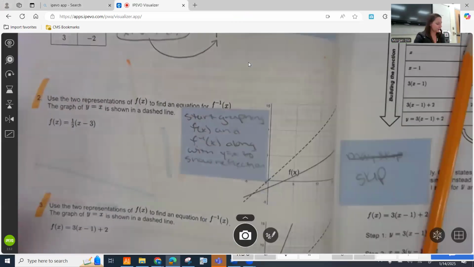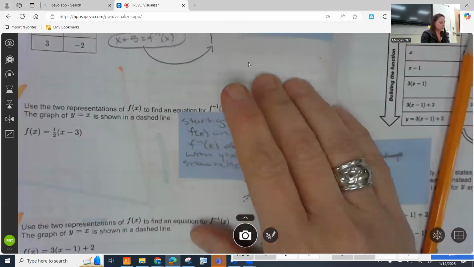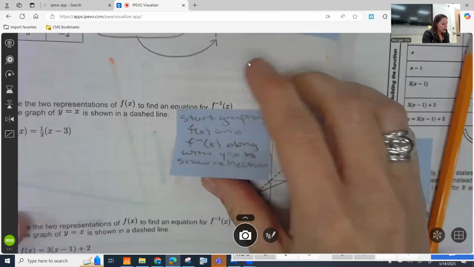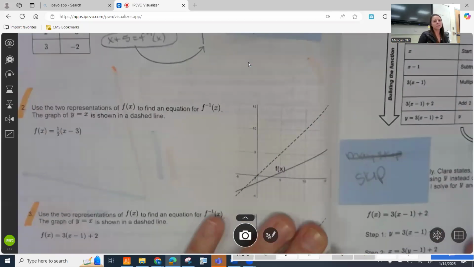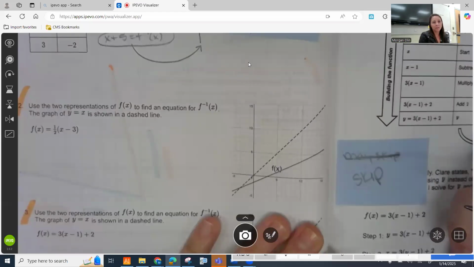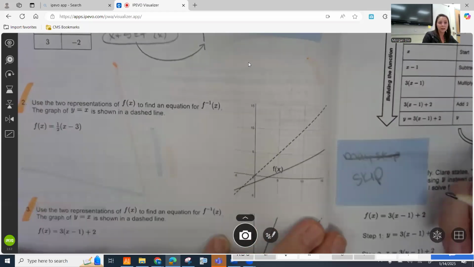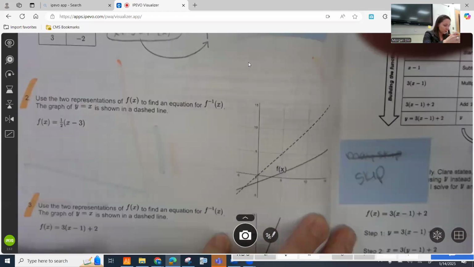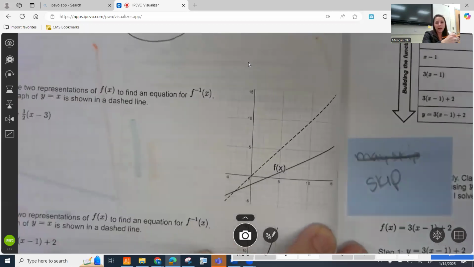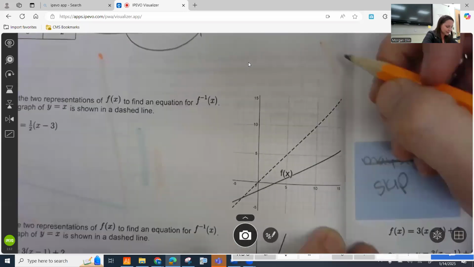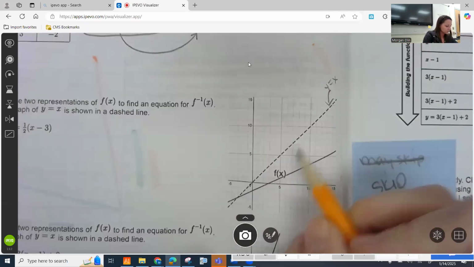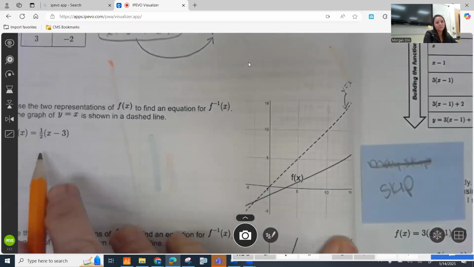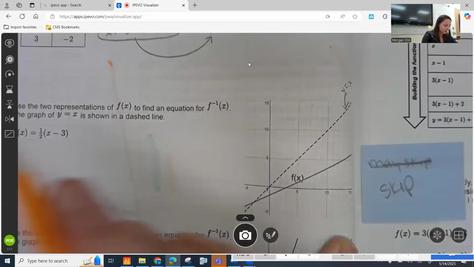Okay, so right here, and again, I have another sticky note. It's just tell me what I need to do. All right, so here we go. Now, one thing we can do, it says use the representations of f of x to find an equation for the inverse. Now, one thing we can do, we know it reflects over that line y equals x. This is that line as a dotted line, y equals x. This is the one that says 1/2 x minus 3 that they have written over here.